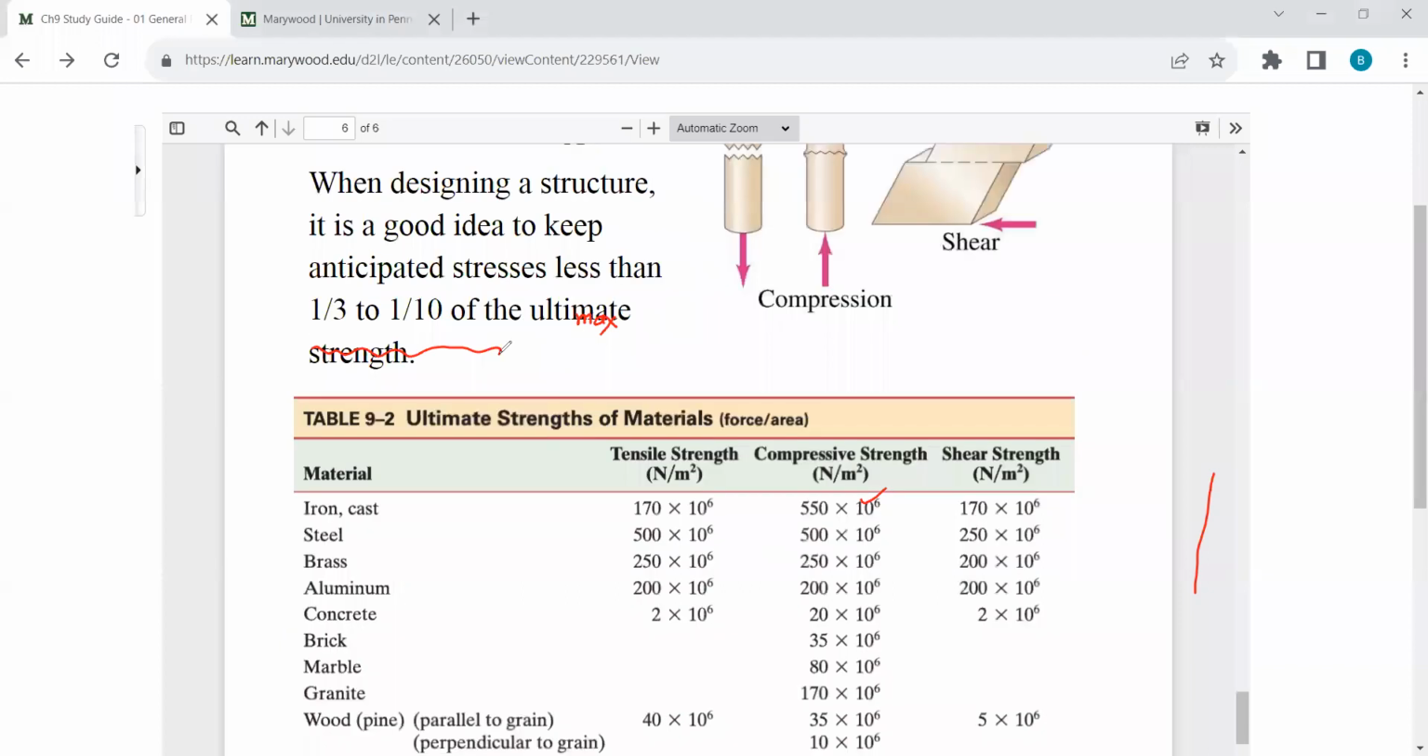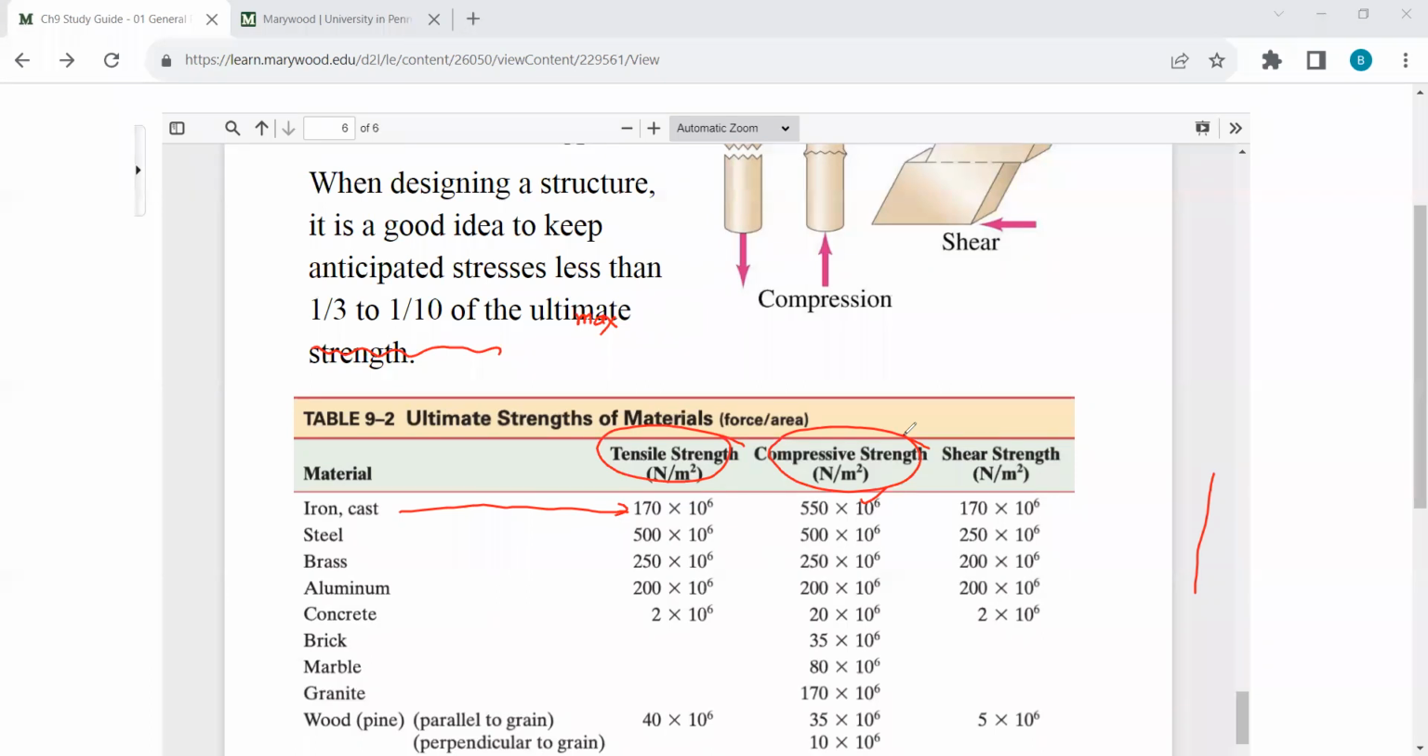So let me show the table here. For example, you see that for cast iron, we have ultimate strength. But ultimate strength is different if it is a tensile force or a compressive force. So ultimate strength also depends on whether it is under tension, under compression, or under shear. Depending on that, it will be different. So you have to understand the situation. When there is a problem, make sure you understand whether the problem is talking about the tension force, compression force, or shear force. Depending on that, it will be different for different material.